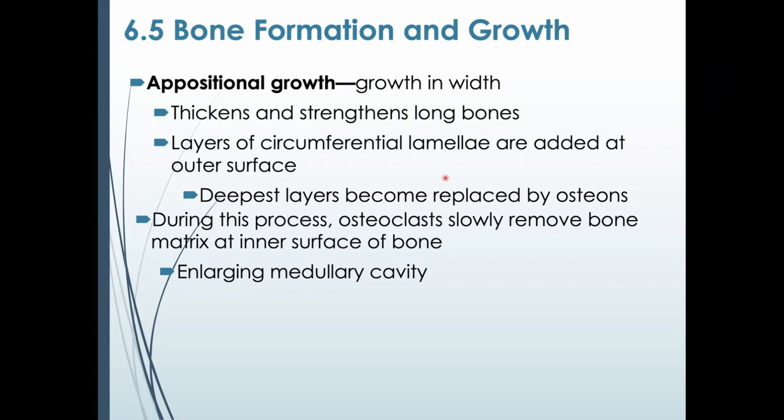All right, so let's talk about appositional growth. Appositional growth is going to be growth in width. Okay. It's when the bones are going to thicken, when they're going to strengthen, right? When those long bones get thicker and stronger. The layers of these circumferential lamellae are going to be added at the outer surface.